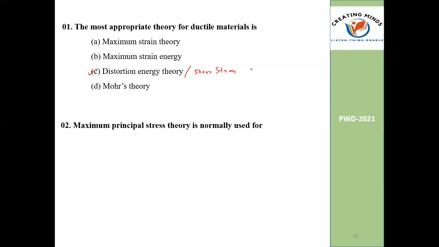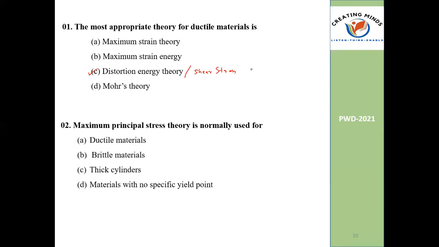What is the maximum principal stress theory normally used for? Ductile materials? No, it's brittle materials. The most appropriate theory for ductile materials is distortion energy and shear stress. Here, what is asked is the maximum principal stress, or in other words, Rankine's theory.